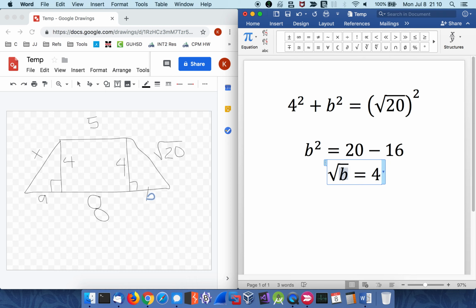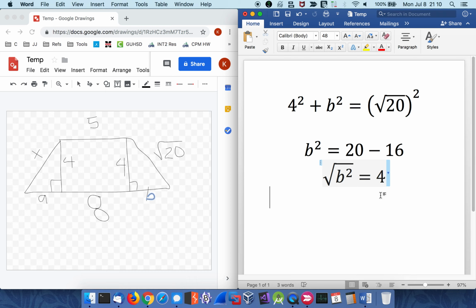So b squared. That's what I'm trying to do. Professional. There we go. Is that what I was trying to do? Yes. Okay. So we have b squared equals 4, and so I'm going to take the square root of both sides. And so now I got to take the square root of this side too, this 4. So I'm going to do the square root over here.